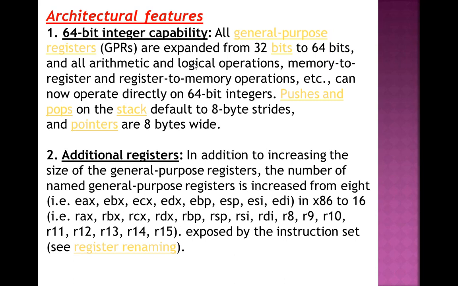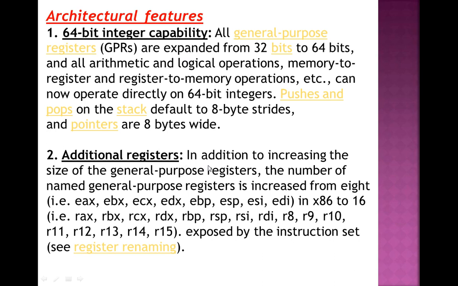One of the main features is 64-bit integer capability. The capability of x86-64 is 64-bit, as the name advises. So it can store up to 64-bit registers, and all arithmetic and logical operations, memory to register and register to memory operations, can be performed on the 64-bit register. Every operation, whether arithmetic or logical, is carried out on 64-bit integers. Then the next feature is additional registers.